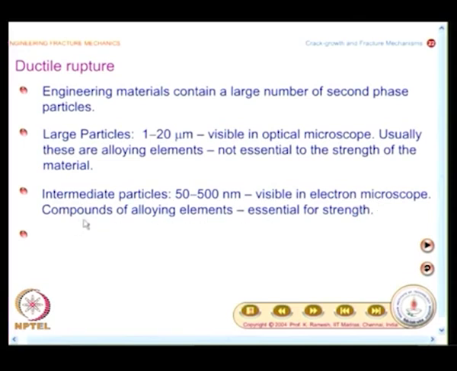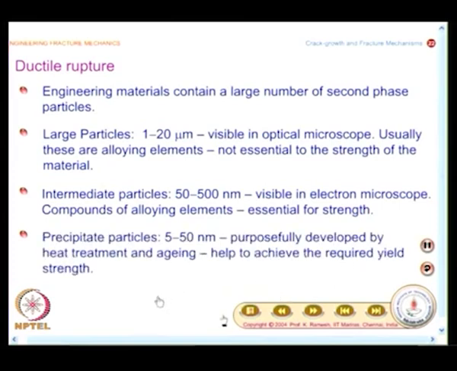and they are compounds of alloying elements. They are very essential for strength. You want to have them, that is why you add alloying elements. In the process, you have large particles, ultimately you want this. So, when I have large and intermediate, I should also have small particles, and they are classified as precipitate particles, which are 5 to 50 nanometers, very small.